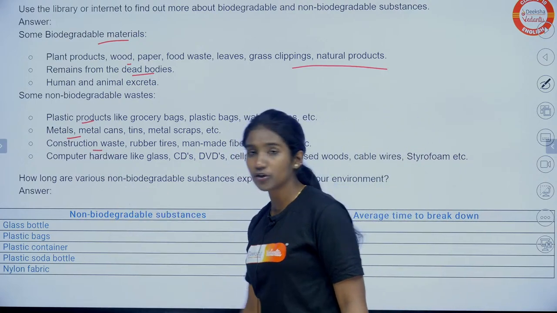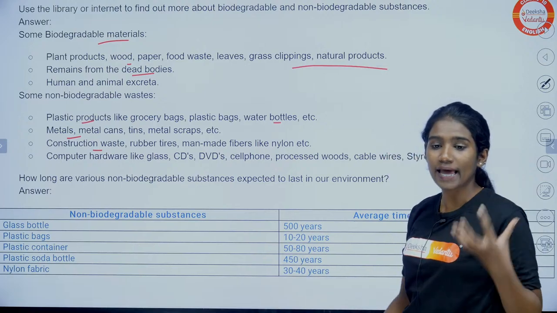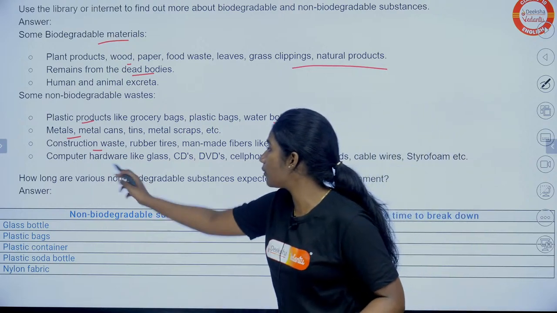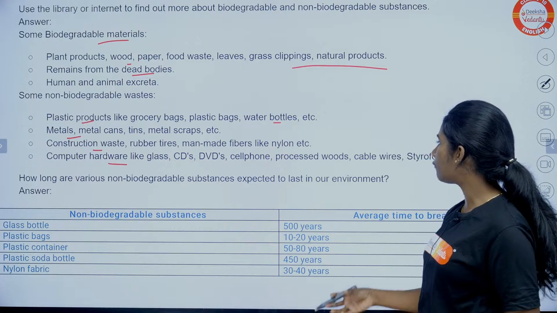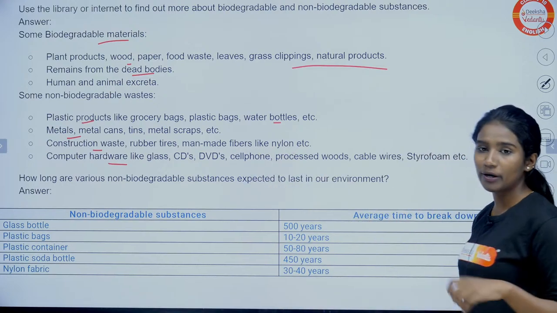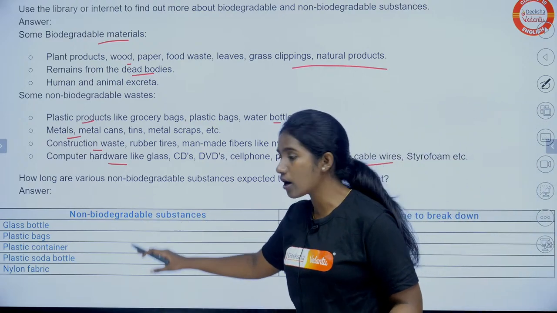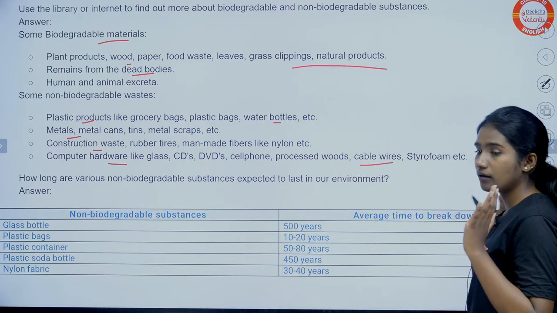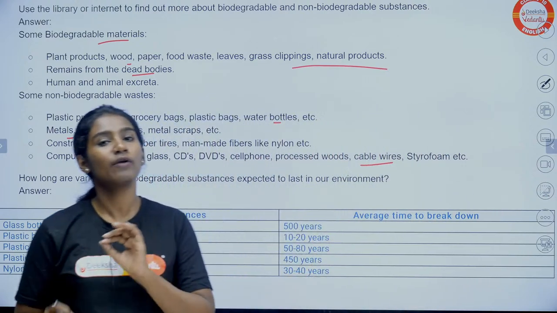Along with that, the construction waste and then the rubber tires, man-made fibers like nylon, these are also non-biodegradable. And also certain computer hardware like glass, CDs, DVDs, cell phones, all these fall under e-waste, right? They are also non-biodegradable. It can be cable wire and all that. So now let's see these non-biodegradable substances. How long will it take to degrade or to be broken down? Even they will be broken down, but the period is very, very long.